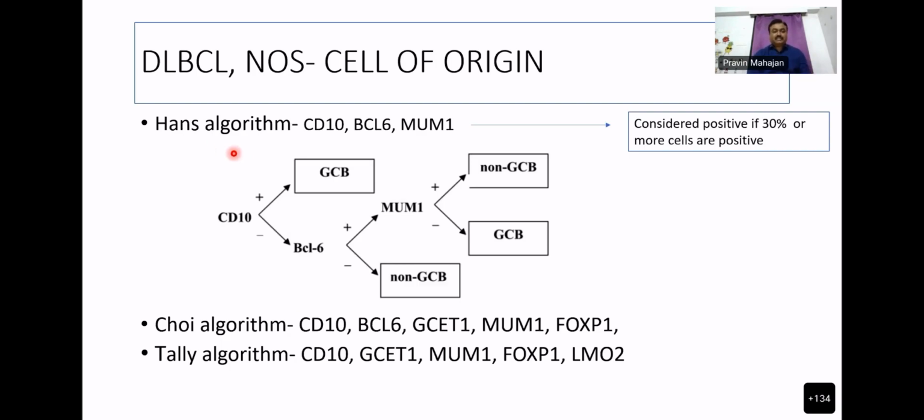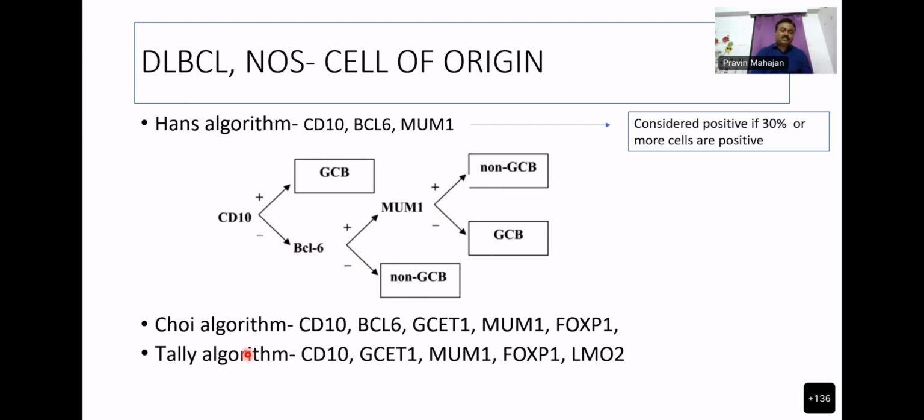So you start with doing CD10 in the Hans algorithm. When CD10 is positive, it doesn't matter what the positivity for BCL6 or MUM1 is. You directly place it into the germinal center B-cell-like phenotype. If CD10 is negative, the next marker you do is BCL6. If BCL6 is negative, then you directly put it into non-GCB, and you do not even need MUM1. But let's say CD10 is negative, BCL6 is positive, then you have to go ahead and do MUM1. If MUM1 is positive, you say it is non-GCB type or activated B-cell type. If it is negative, then you call it a GCB-like phenotype.